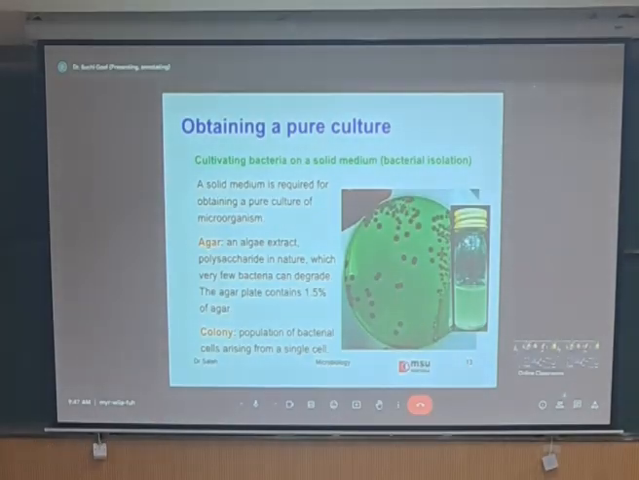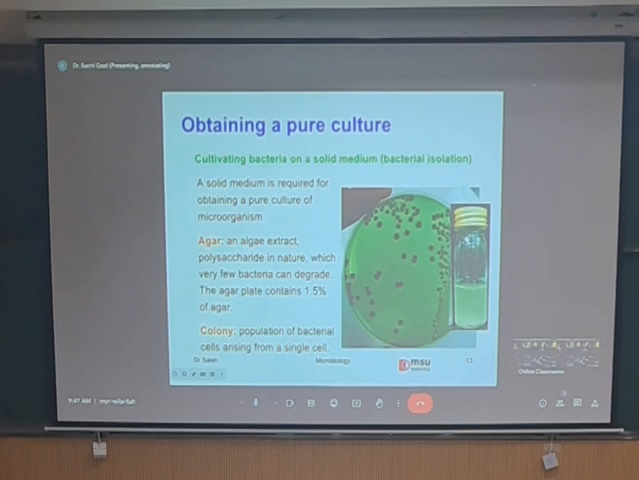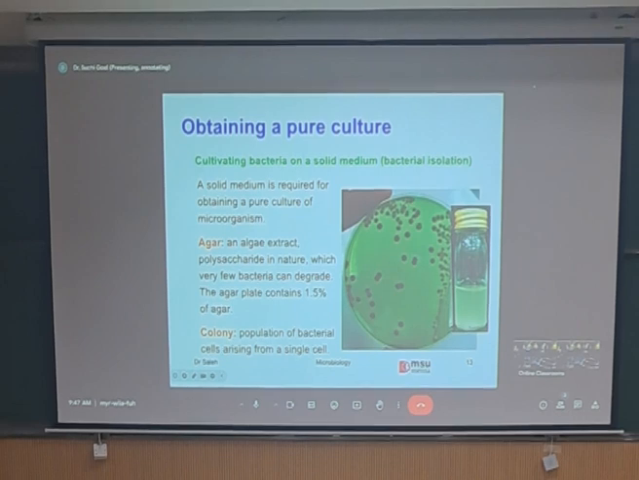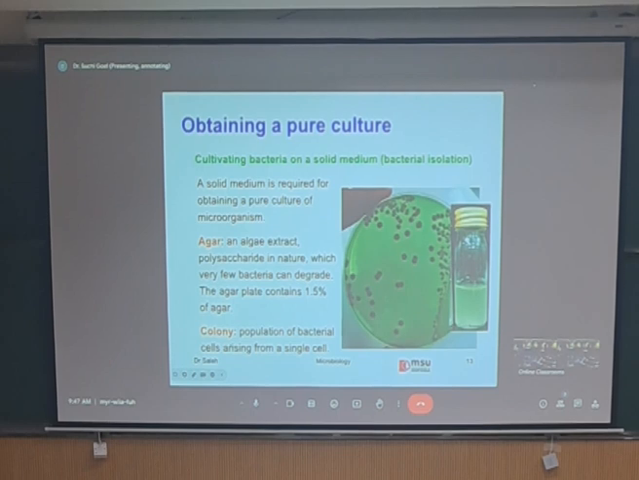Okay, so how do you obtain a pure culture? What you do is you cultivate your bacteria on a solid medium. Plates like this, all of you must have seen them. So you normally do that on an agar plate. What is agar actually? It's an algae extract with polysaccharide nature, and very few bacteria can degrade it. Most of the time, bacteria will not degrade it, and your plate will be 1.5 to 1.8% agar.